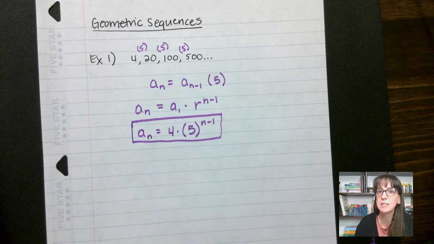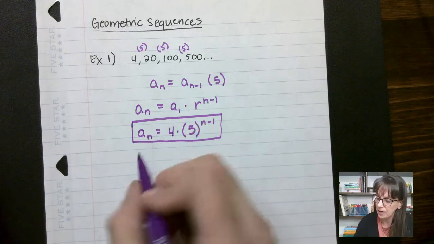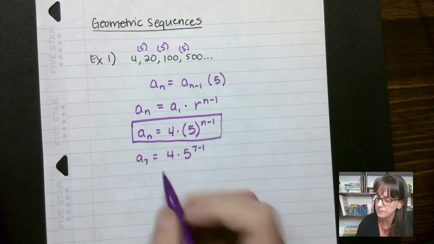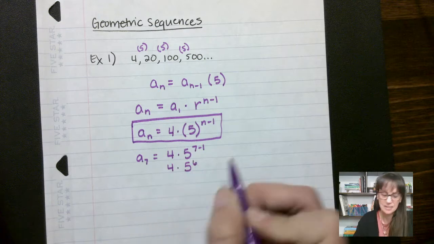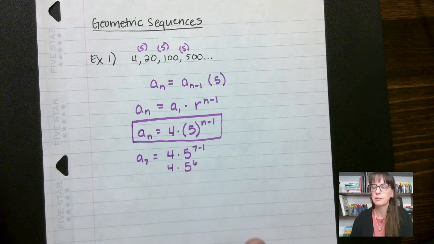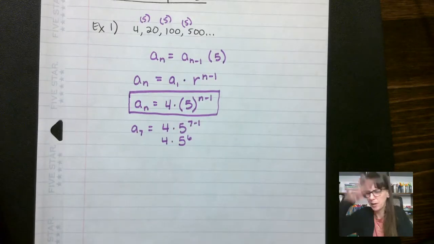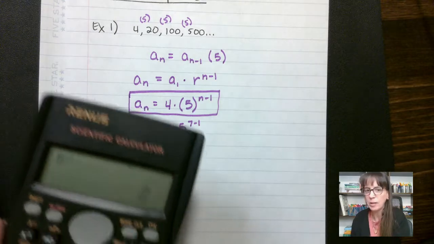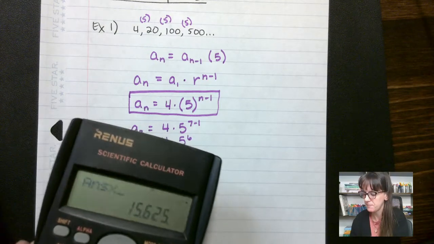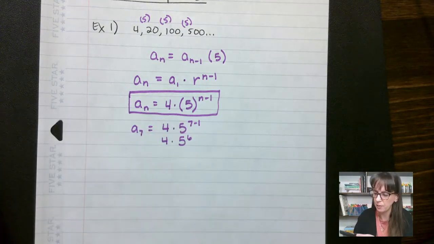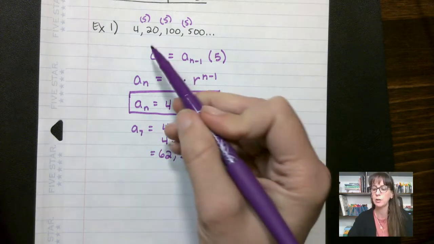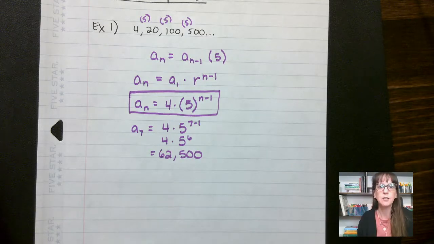Now, if I wanted to figure out what was, let's say, in the 7th position, I would say a_7 equals 4 times 5^(7-1). So that's going to be 4 times 5 to the 6th power. Remember, you always do your exponents first. 5 to the 6th power gives us a large number, and then we multiply that times 4. So in the 7th position, I would have 62,500, but I didn't have to go and figure it out by doing each one of those. So that's how that rule works.